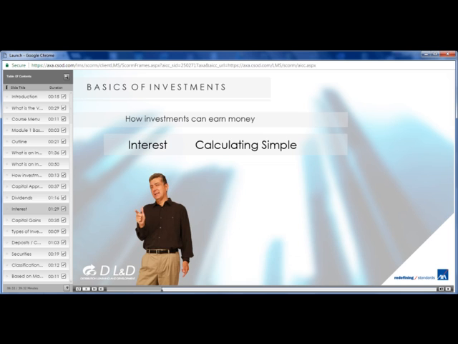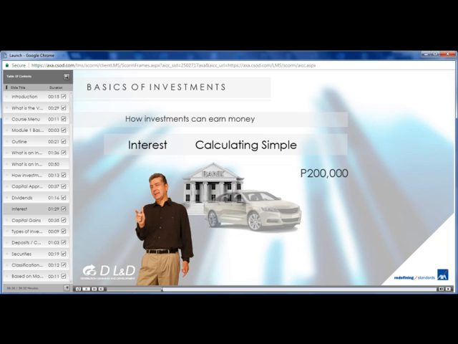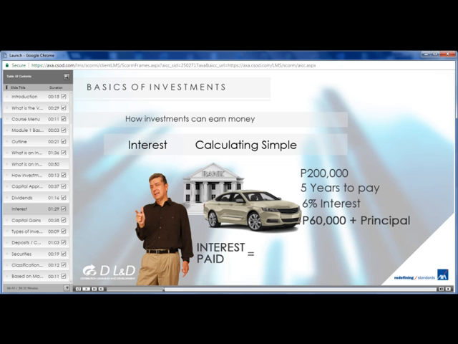Suppose our friend here borrows $200,000 to buy a car. If he has 5 years to pay the loan, and the bank charges a simple interest of 6%, he will pay $60,000 in interest plus the principal. To calculate the interest paid, multiply the principal by the interest rate and then by the time of the loan.